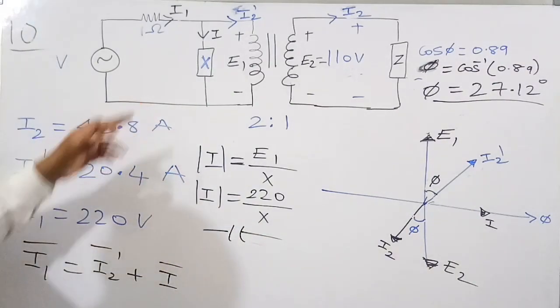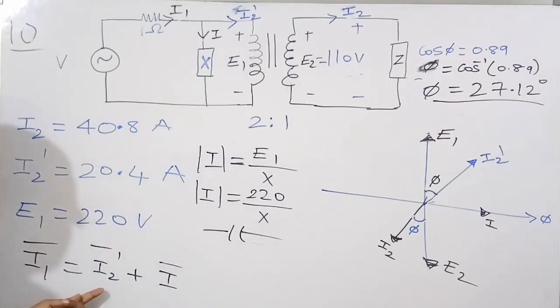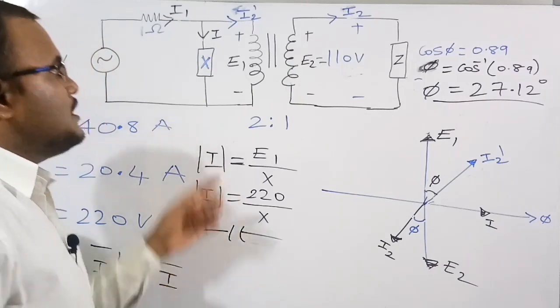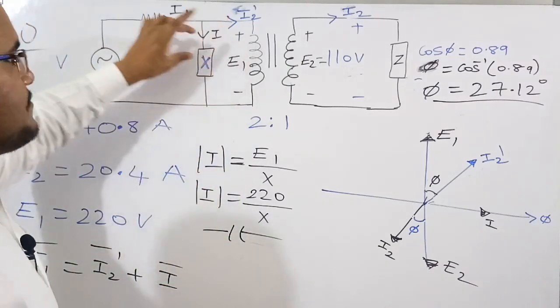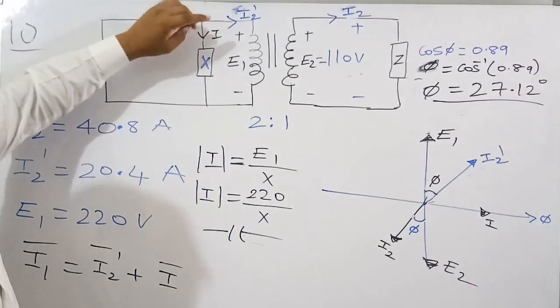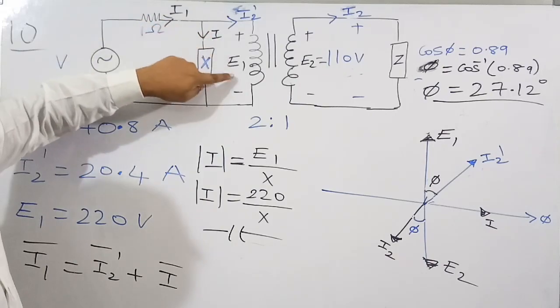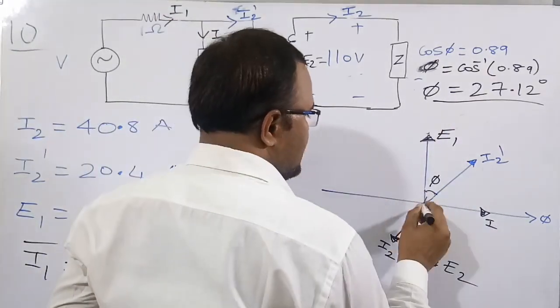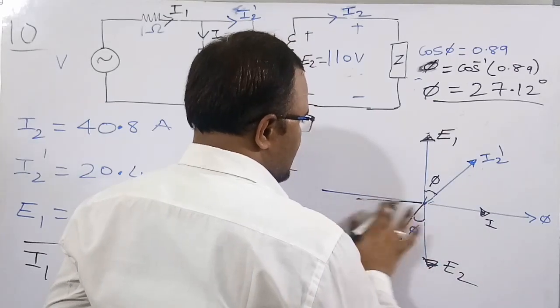Same thing: I1 bar is equal to I2 bar plus I bar. For the capacitor, this is the current I through the capacitor. The current has to lead the voltage by 90 degrees. This is the voltage, so the current has to lead here. This is the current.